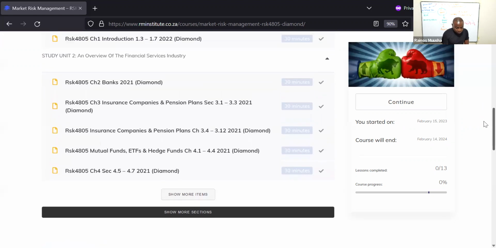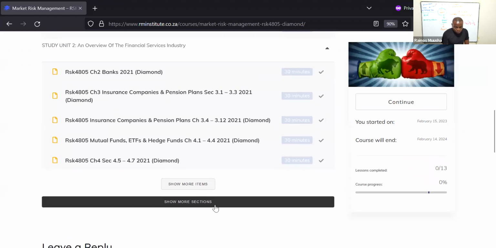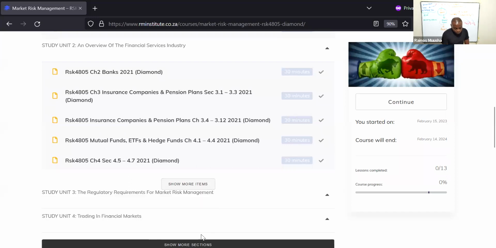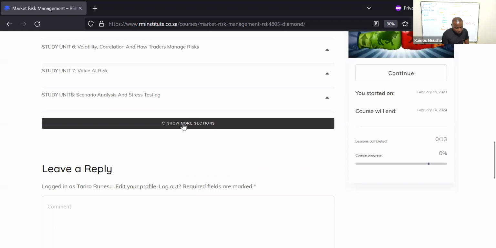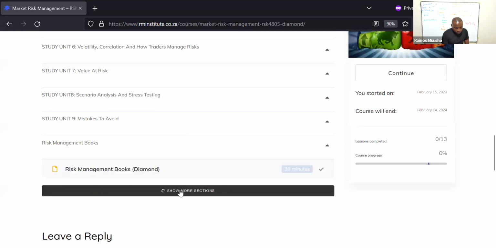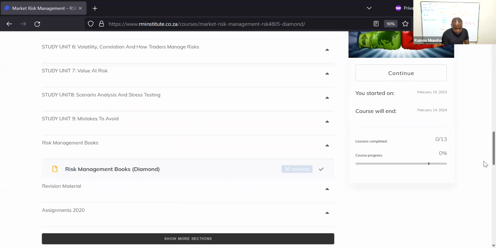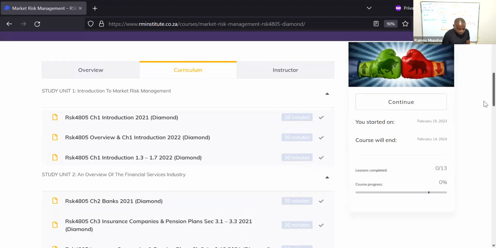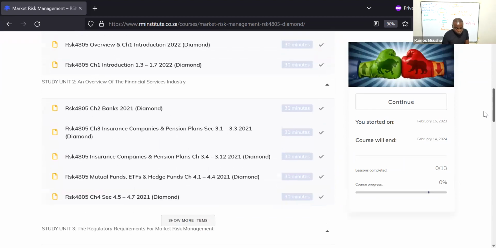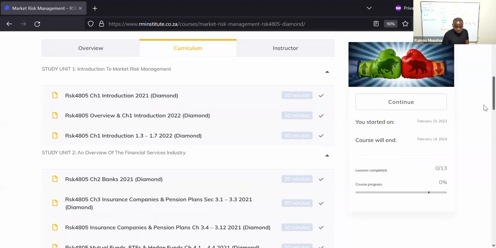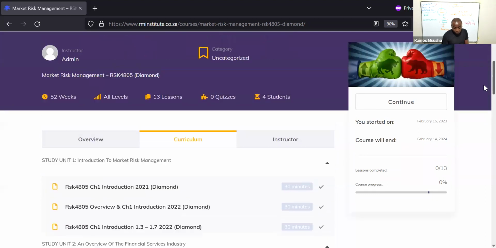So when you want to see the videos from other study units, or go down to the different options of the material that is offered there, you click on show more sections. When you click on show more sections, it will give you more sections so that you're able to see the other material that is also offered on the website. Remember, we said when you click there, it will give you the videos from study unit 1 to study unit 9.